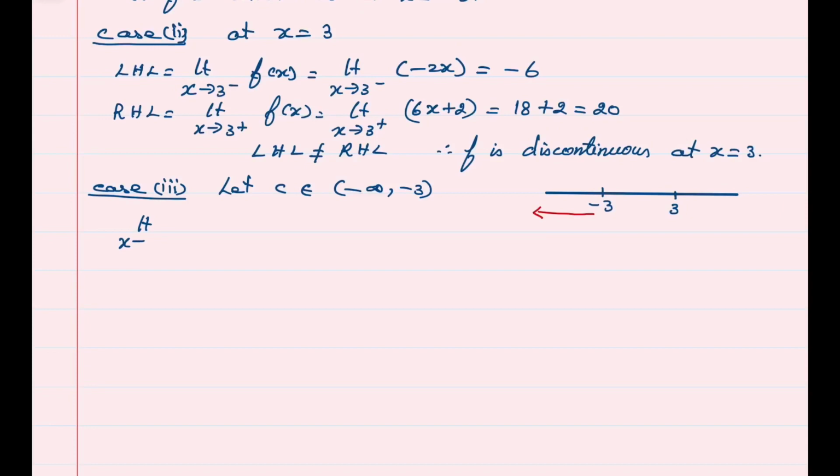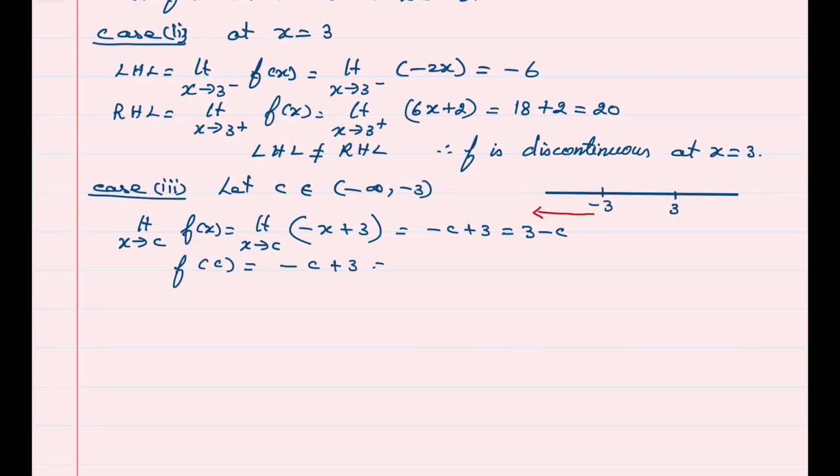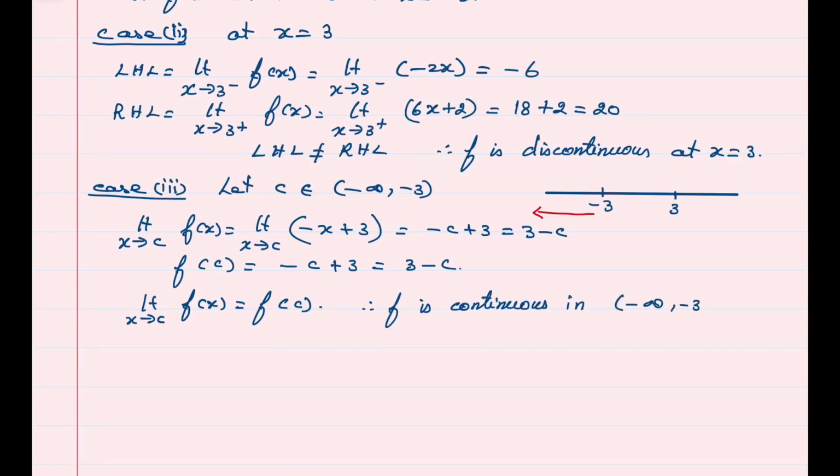Limit x tending to c of f of x is minus x plus 3. By substituting the limit value, we get minus c plus 3, which is 3 minus c. And to find f of c, we use the same expression. The answer is 3 minus c. Limit x tending to c of f of x and f of c are equal. Therefore, f is continuous in the open interval minus infinity to minus 3.